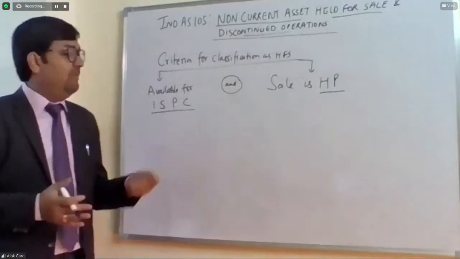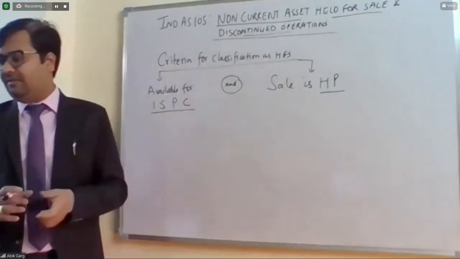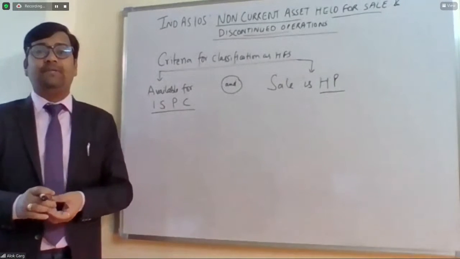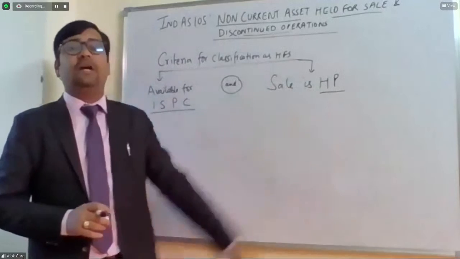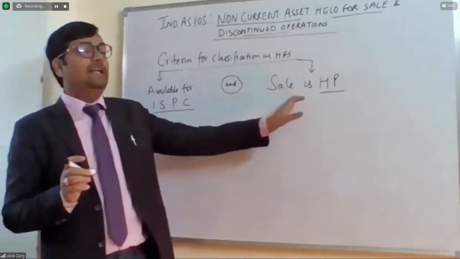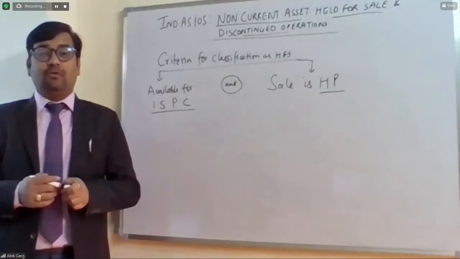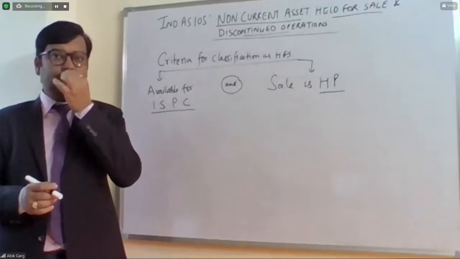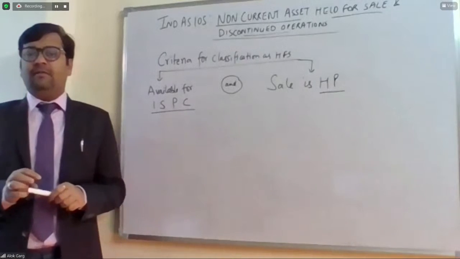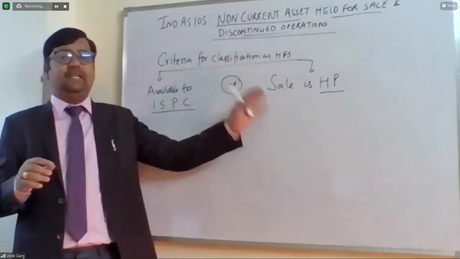But as per standard, what is the meaning of ISPC? Available for immediate sale in present condition. Is it right? Available for immediate sale in present condition, and sale is HP. It is not Hindustan Petroleum, it is just a way to remember. Sale is highly probable. Okay. Is it okay? Guys, are you able to remember these two conditions? It is available for immediate sale in present condition, and sale is highly probable.